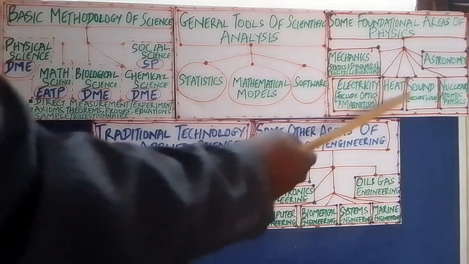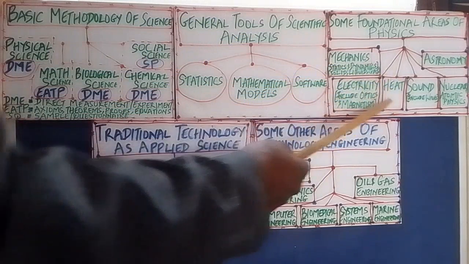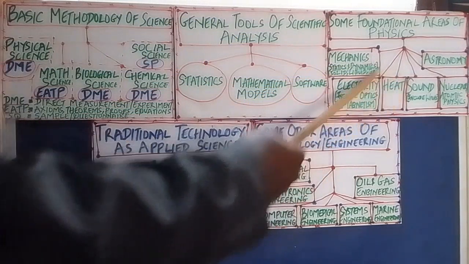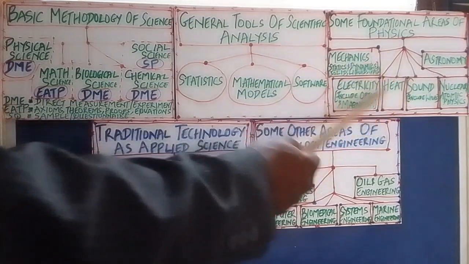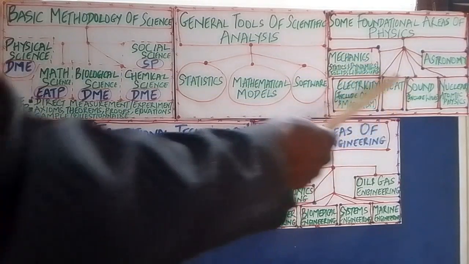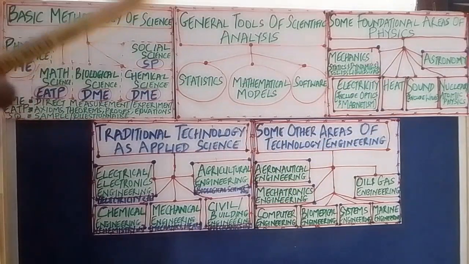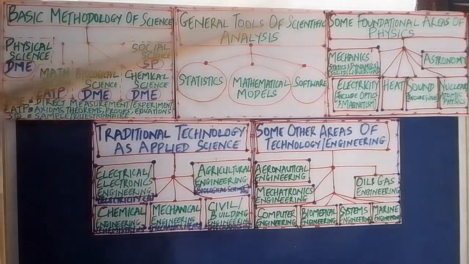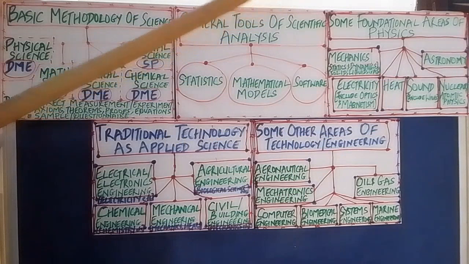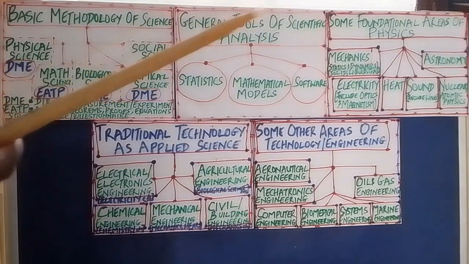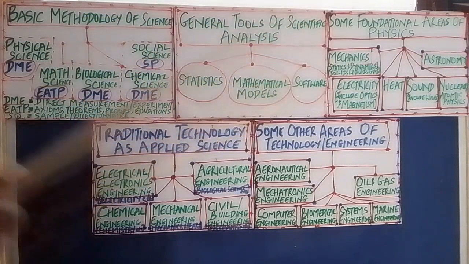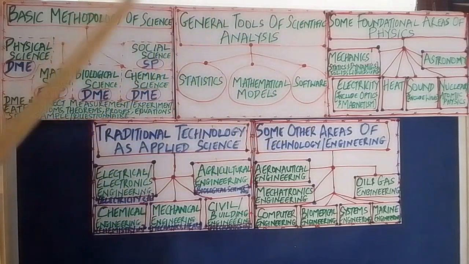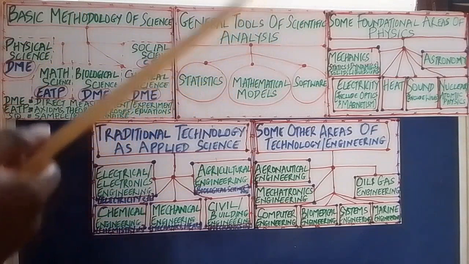Then we can also talk about heat as a foundational area of physics. In this area, you are talking of anything that's going to generate heat, radiation, that you are going to feel the effects. That may be, for instance, when you have water, you boil it on your stove, and you touch the stove, you feel the heat. That is a simple way of explaining heat.